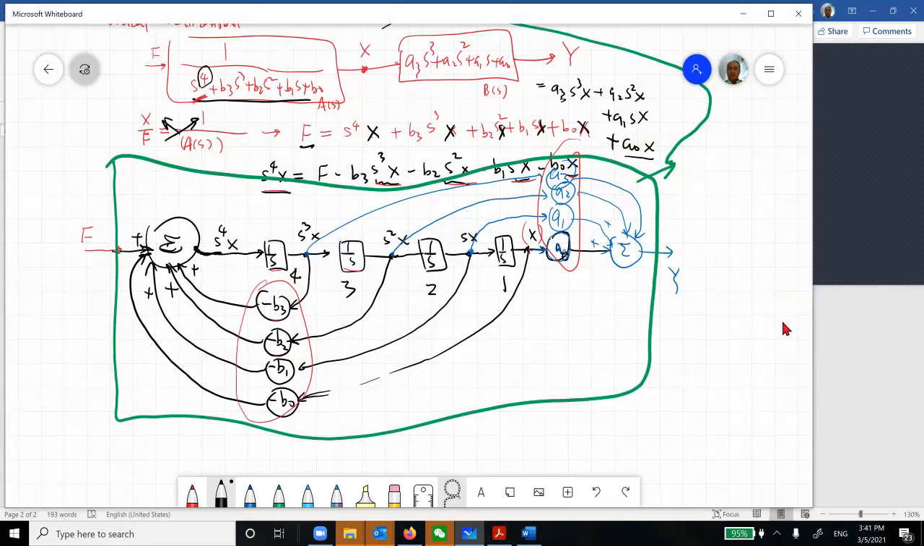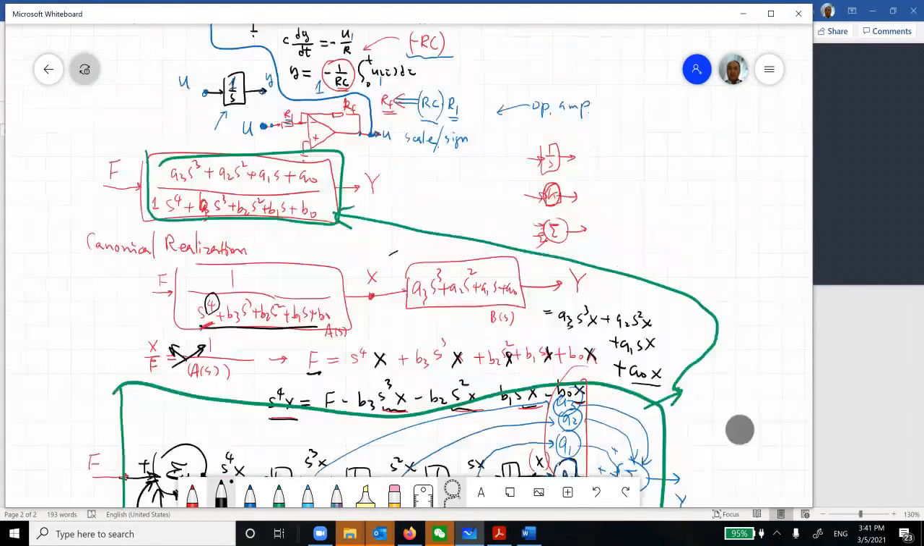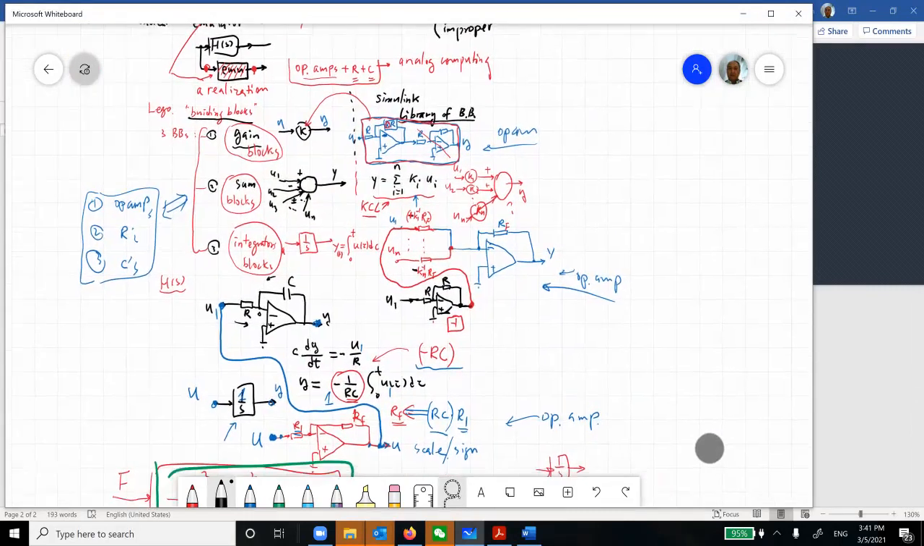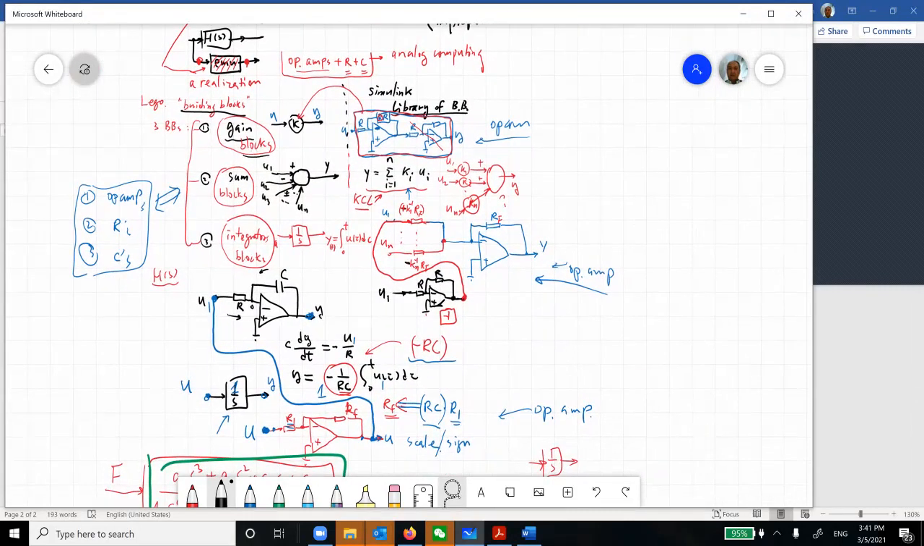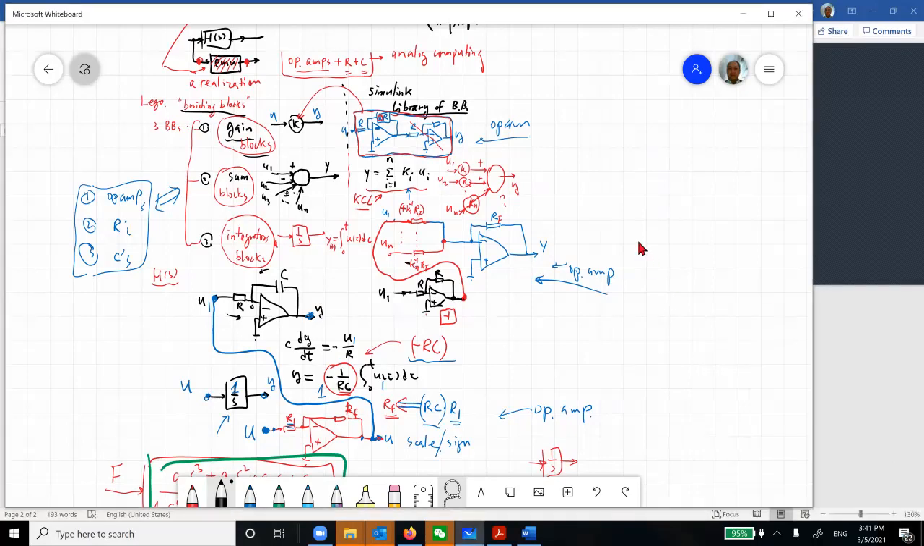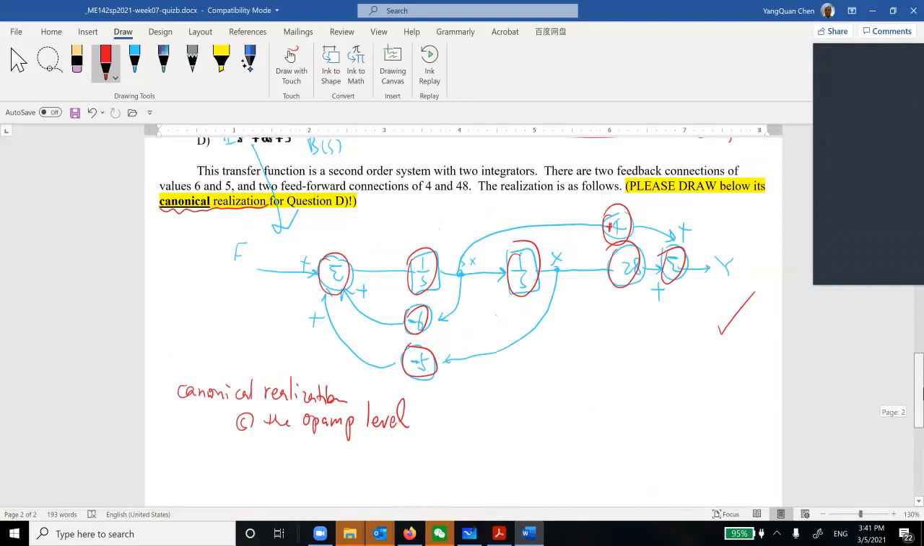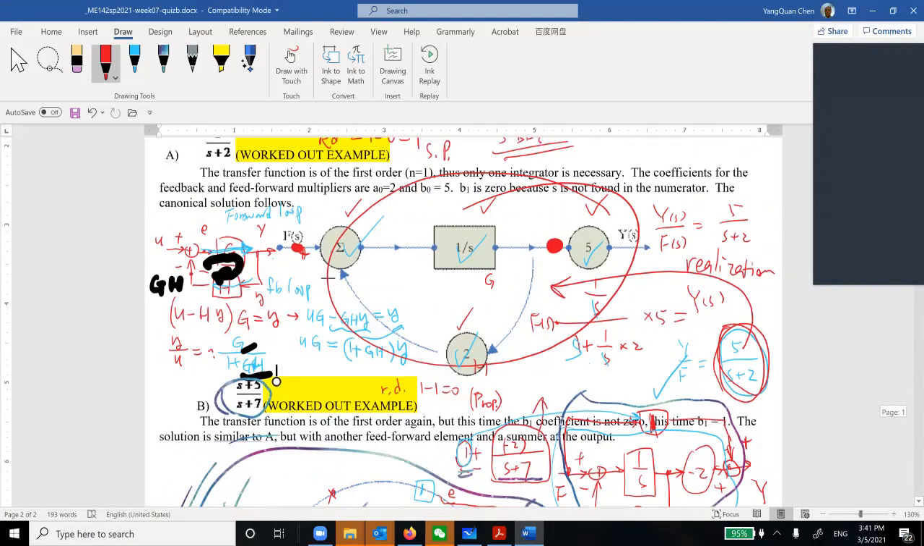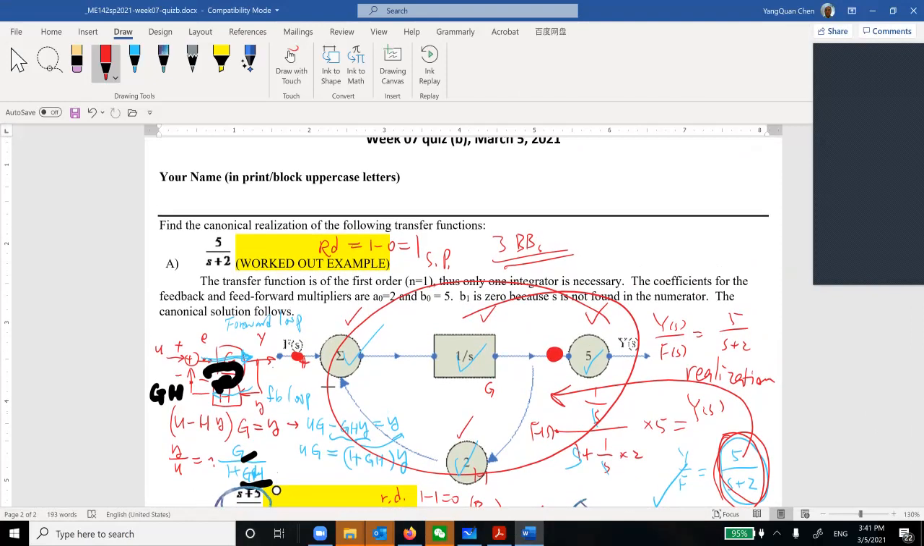In this case, you need to go back to this one. Like I explained to you, gain blocks, how you use Opamp, and you have an integrator and summation. So all these things can be realized at the Opamp level. Okay, Opamp level. So I hope you didn't get messed up by the realizations I did here. Okay, but let's check whether we can do this one using our canonical way.